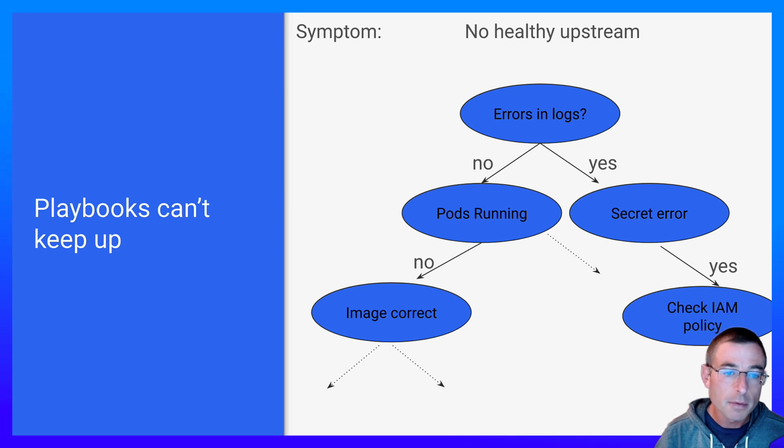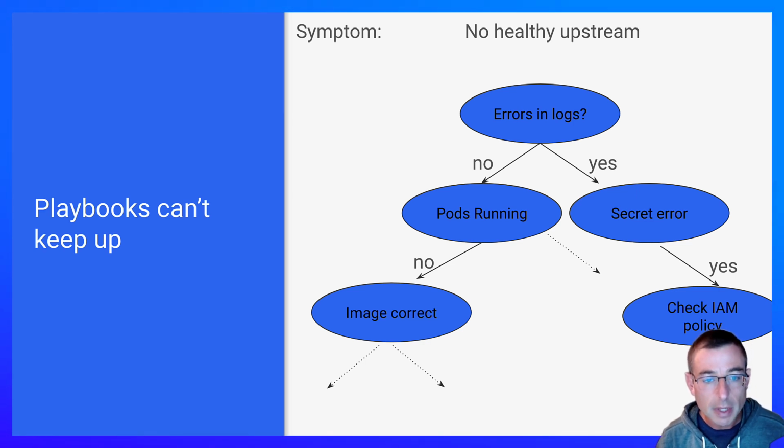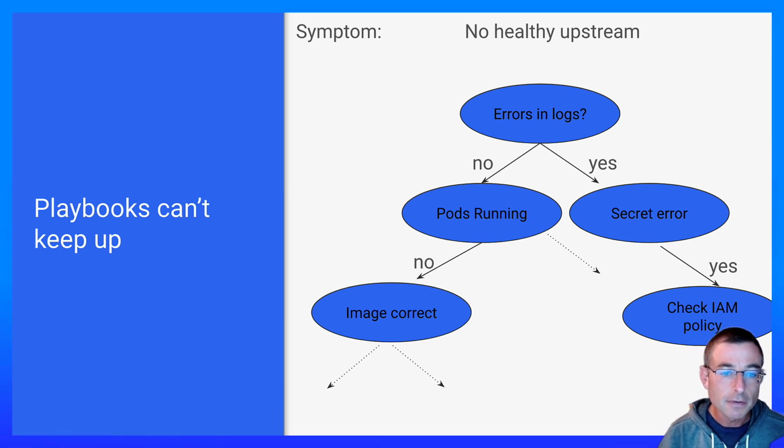And then we started off in both cases by looking at the logs and searching for errors in the logs. But based on the output of that step, whether there were errors or not, we went down two different paths. And at every step in this debugging process, we can get further branching. So we don't have a very simple linear flow of information. And this makes it very difficult to write a playbook as well as to read the playbook.